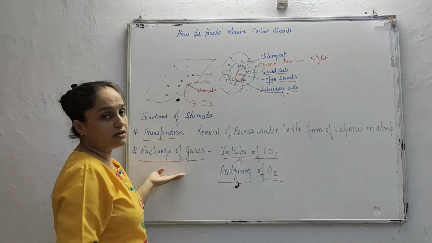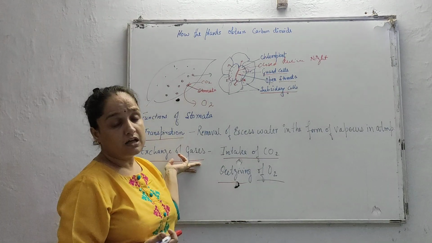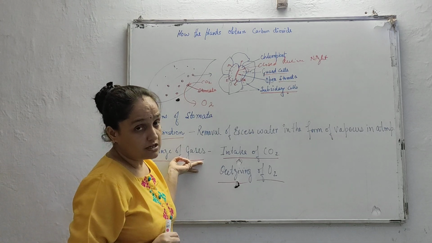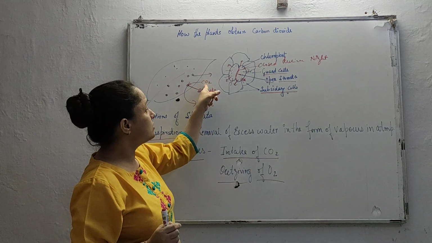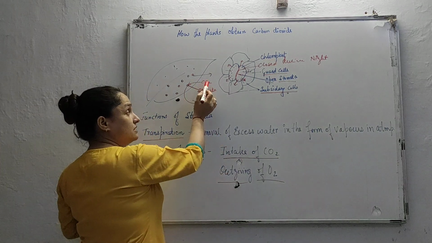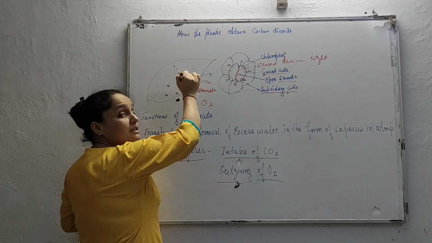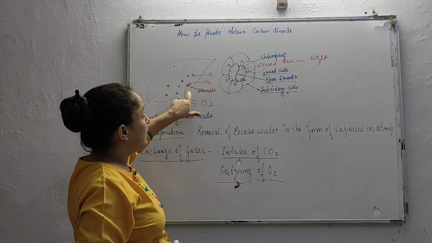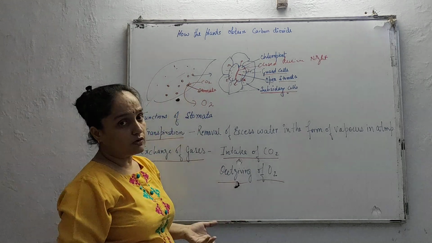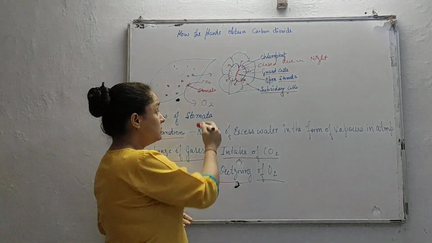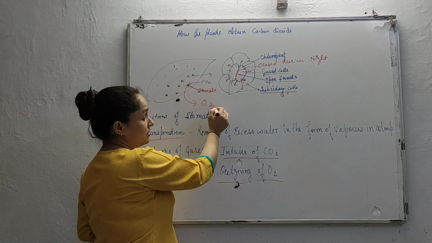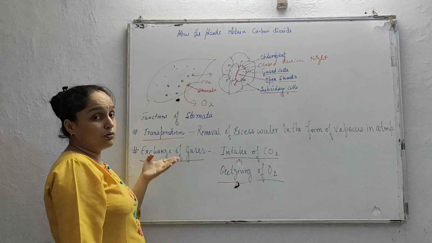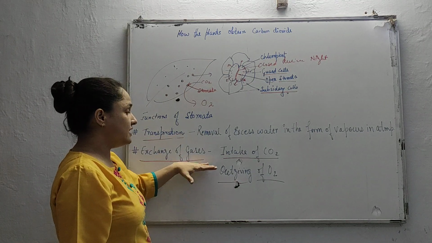Another function is the exchange of gases. How can we say that? As you must know, during photosynthesis the plant requires carbon dioxide from the atmosphere, and this carbon dioxide enters the leaf through these small pores, known as stomata. And the byproduct of photosynthesis, oxygen, is transported outside into the atmosphere through the stomata openings. So this is how stomata work in both ways: transpiration as well as exchange of gases.